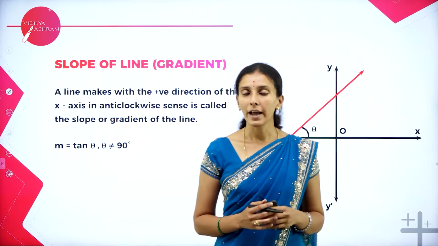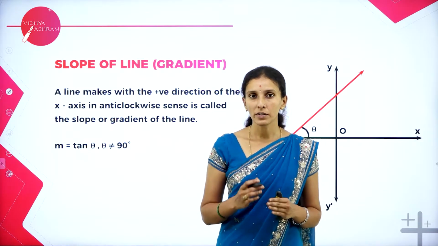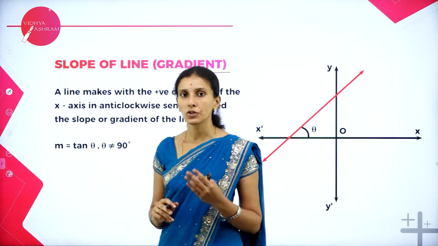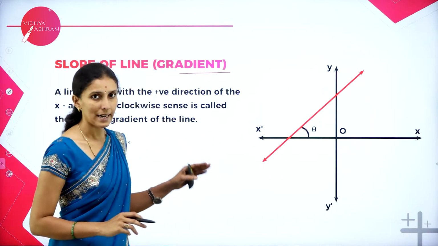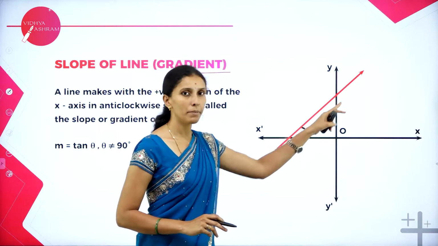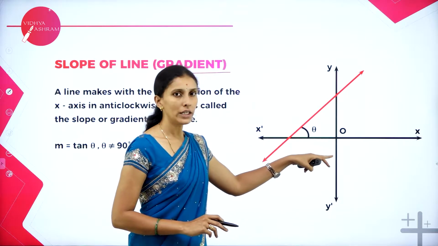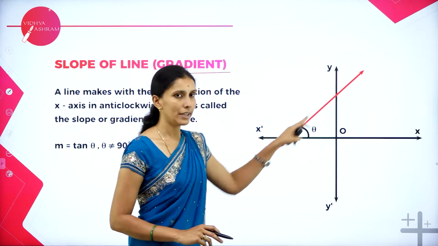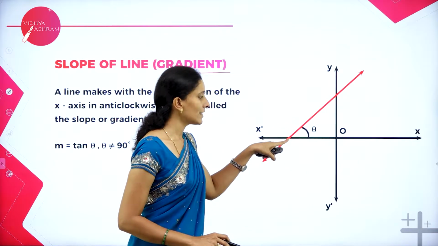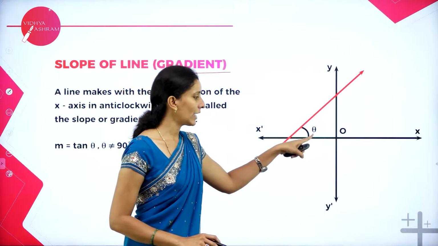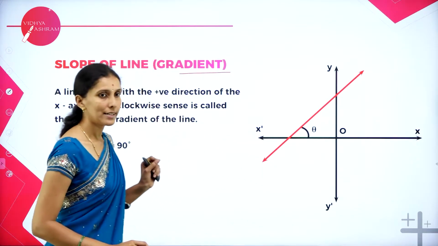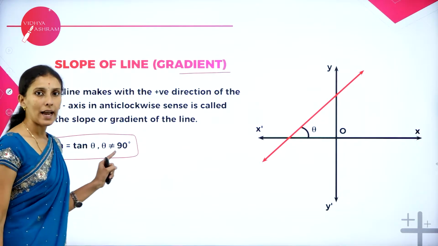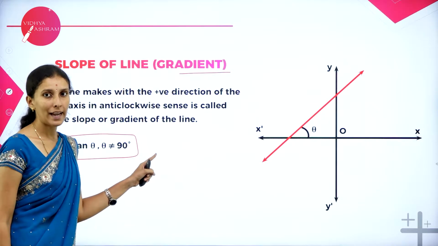So, what do you mean by this slope? A slope is also called a gradient. A slope is nothing but the angle made by the straight line along with the x-axis. You can see here we have a straight line and the x-axis. It is creating an inclination of an angle theta, and that is represented by the formula m is equal to tan theta, where theta is not equal to 90 degrees.